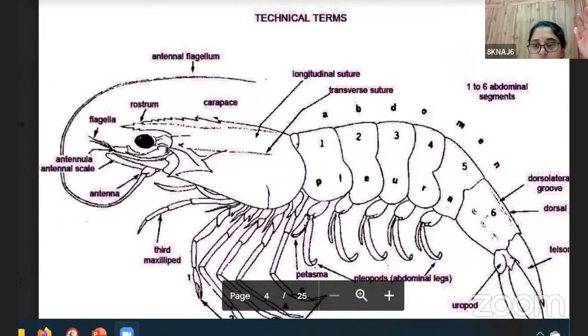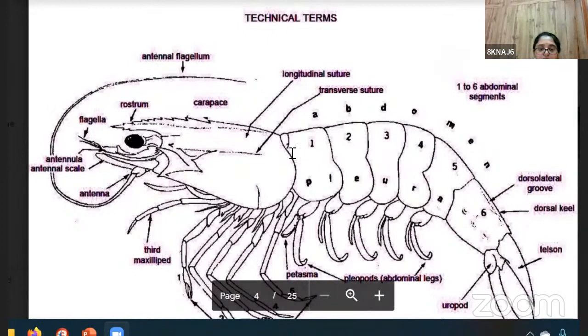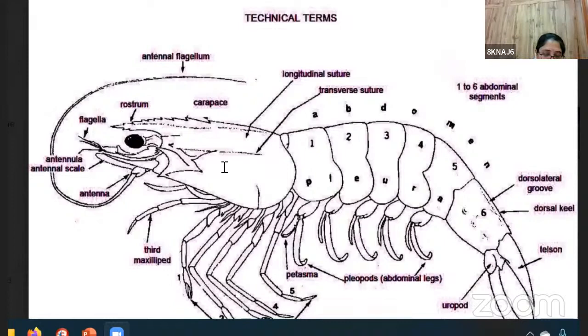The different body parts and appendages are all important. The body of an adult prawn has around 19 segments and two distinct regions: the anterior cephalothorax and the posterior abdomen. The cephalothorax is the large, rigid, unjointed part of the body, formed by 5 cephalic (head) and 8 thoracic segments.